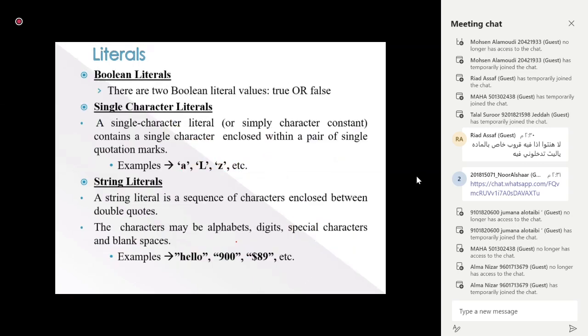Then coming to Boolean literals, it takes two values, true or false. That's a Boolean value. A single character literal is enclosed in one pair of single quotes. For example, at in single quotes is a character. One in single quotes is a character. Two in single quotes is a character type. If I write 1, 2, 3 in single quotes, is it a character or not?